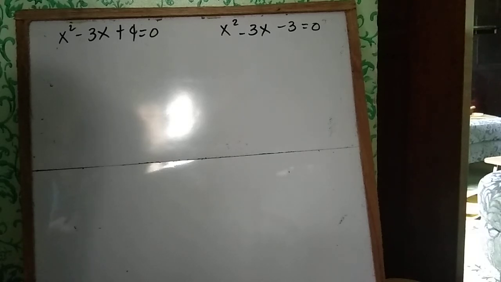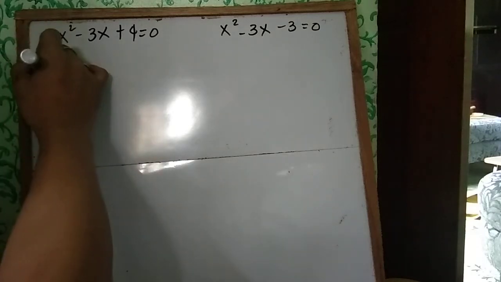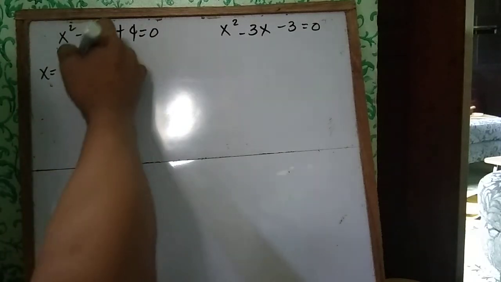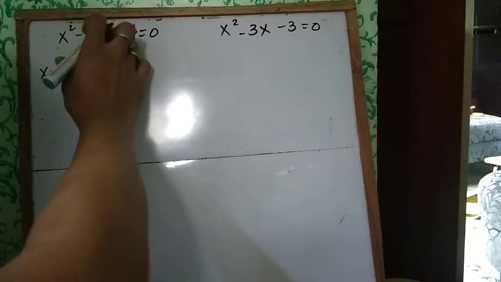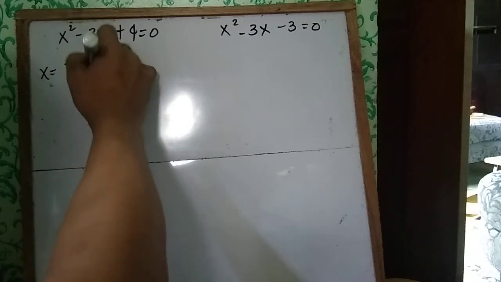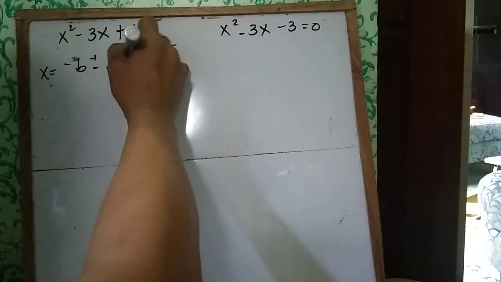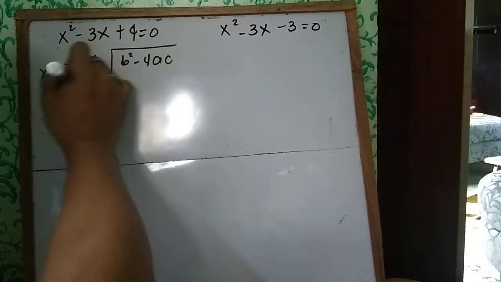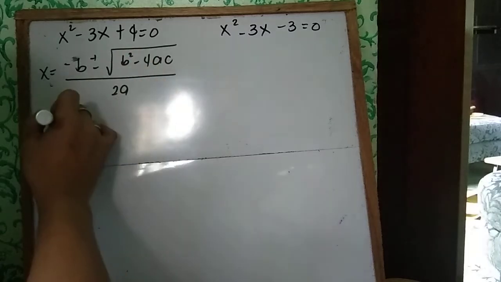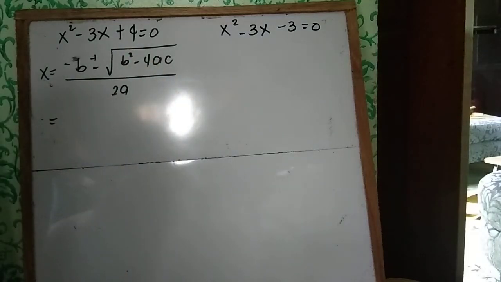Now, we cannot factor these directly to find the value of x, right? So we will use another method, which is the quadratic formula. Okay, so we'll use the quadratic formula. x is equal to negative b plus or minus the square root of b squared minus 4ac, over 2a. That is the formula for quadratic.